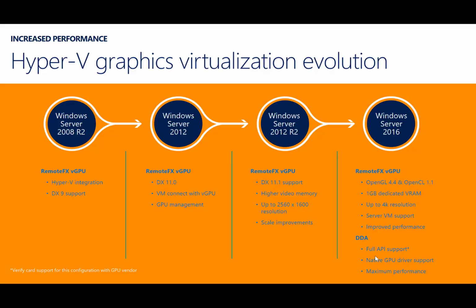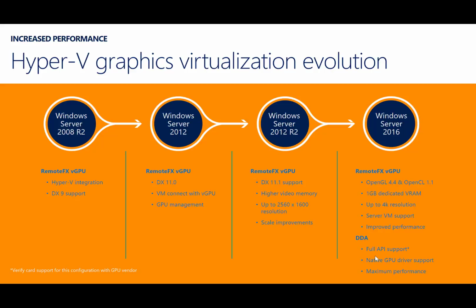Moving into Server 2012 R2, then we moved up to DX11.1 support, higher video memory, screen resolution jumped up to 2560 by 1600, and then as we moved into Windows Server 2016, this is where you can really see some huge improvements. So support for OpenGL 4.4 was added, OpenCL 1.1 support, up to 1 GB of dedicated VRAM for the sessions, up to 4K video resolution support as well, the server virtual machine support, so if you want to run Windows Server VMs for people to access as personal desktops, for example, they can also be accelerated.